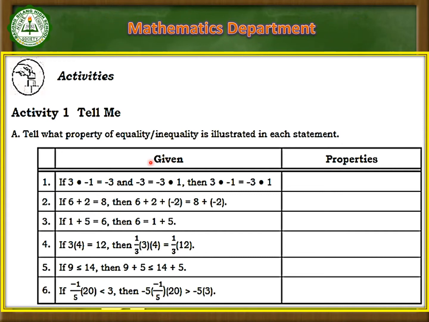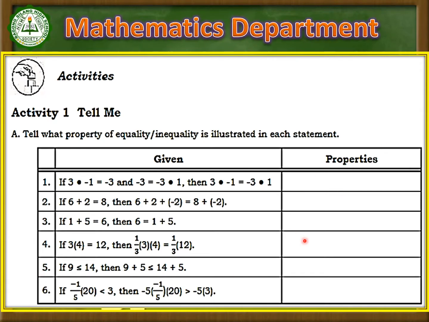Given that if 3 times negative 1 equals negative 3 and negative 3 equals negative 3 times 1, then 3 times negative 1 equals negative 3 times 1. You just have to illustrate or tell what property has been illustrated for item number 1, number 2, number 3, 4, 5, and 6.